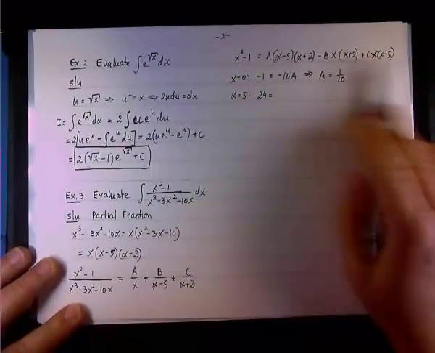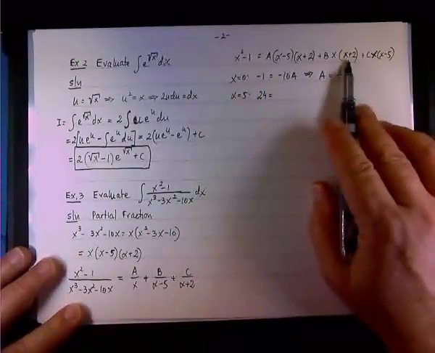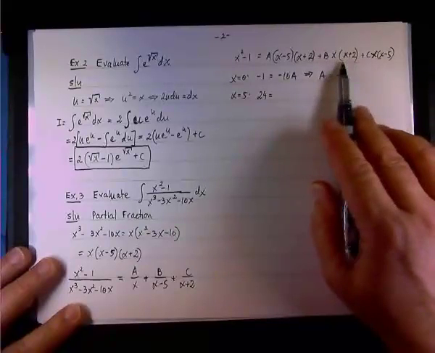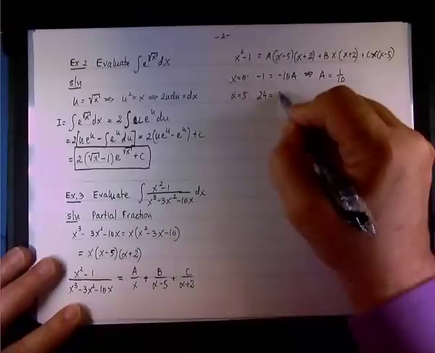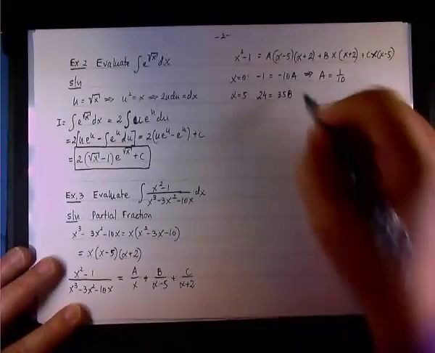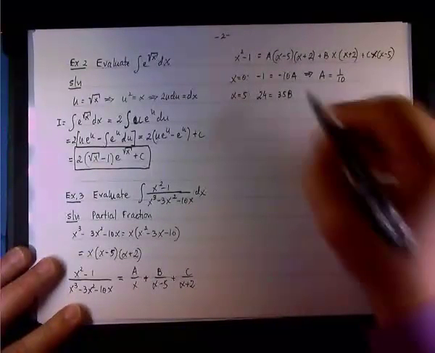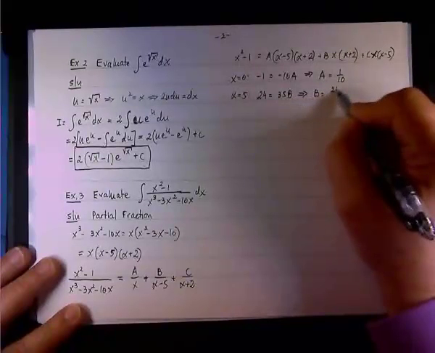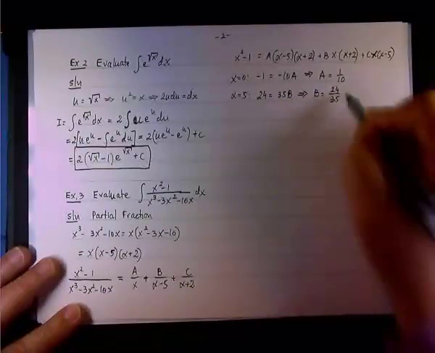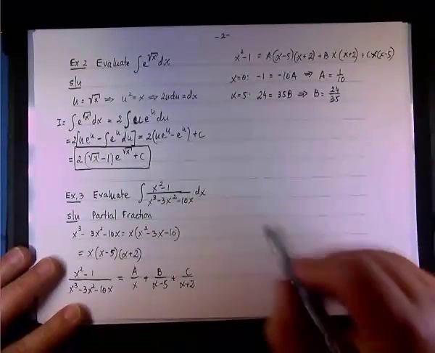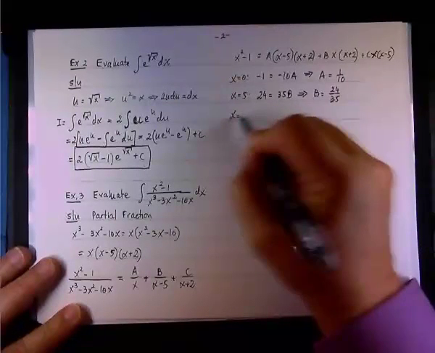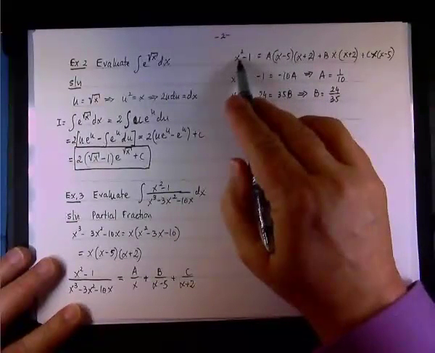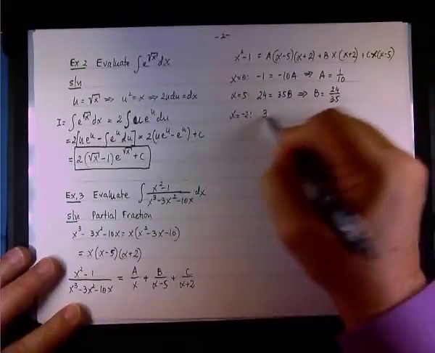We pick x equals 5. So when x equals 5, you have 25 minus 1, on the left side, you have 24. On the right side, this disappears and this disappears. What's left is the B term, and you have 5 times 7, right? So you have 35B. Wow, 5 times 7. So B equals 24 over 35.